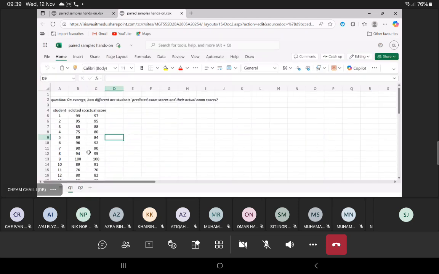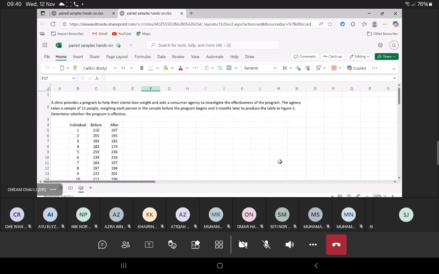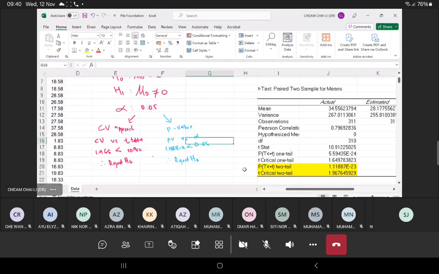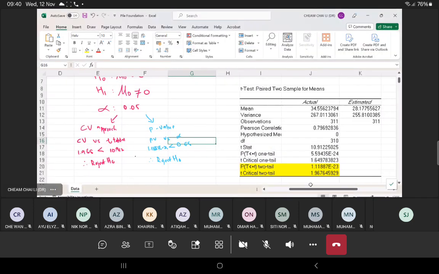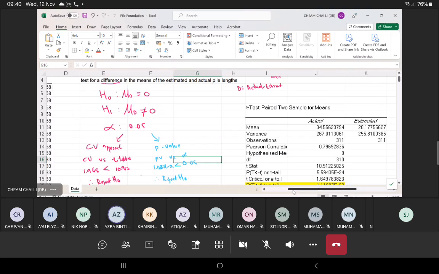So there are 2 questions here, right? How different are students' predicted exam score and the actual? And then this is the second question. Zura? Azra wants to see the actual and the estimate that madam wrote just now. Oh, is that so? The actual from the PAL Foundation, the hands-on one. Okay, this one. Okay, thank you, Adil. Azra, is this the one? Yes, madam.